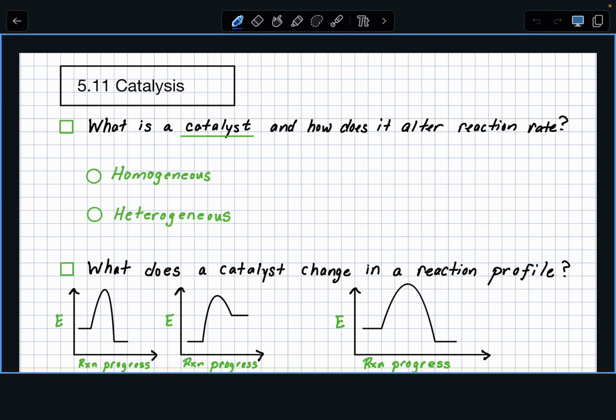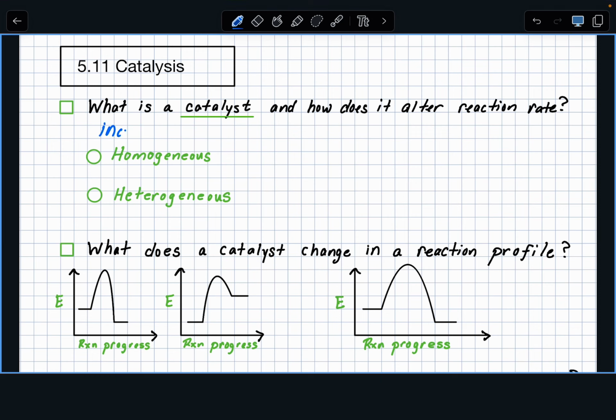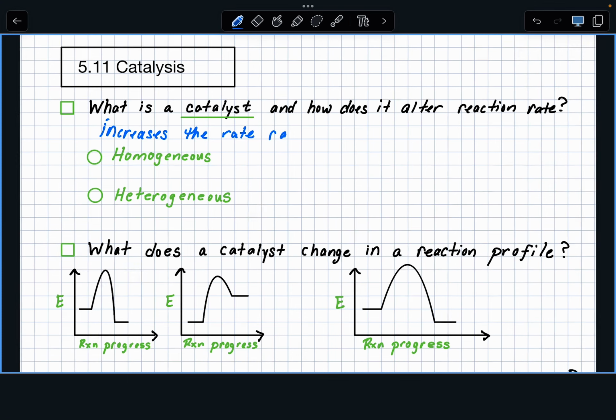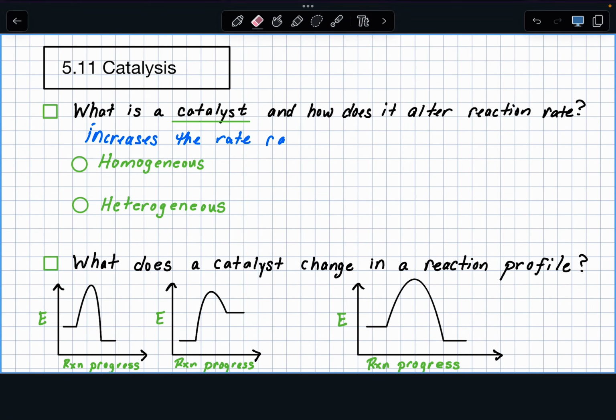So the first thing is, what is a catalyst and how does it alter the reaction rate? What a catalyst does is it increases the rate of a reaction. It's like the opposite of an inhibitor. An inhibitor decreases the reaction rate. We use that a lot in our foods with preservatives. Increases the reaction rate, or increases the rate of reaction.